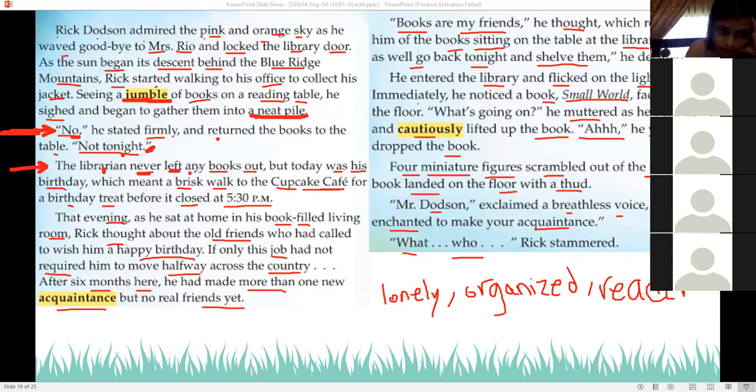Never left any books out, but today was his birthday, which meant a brisk walk to the Cupcake Cafe for a birthday treat before it closed at 5:30 p.m.